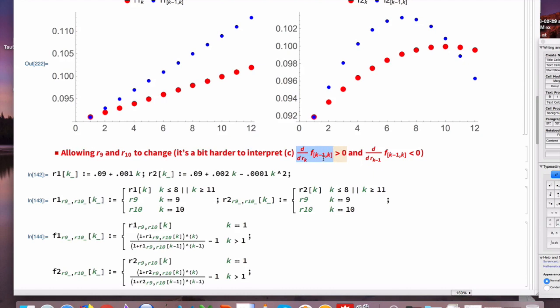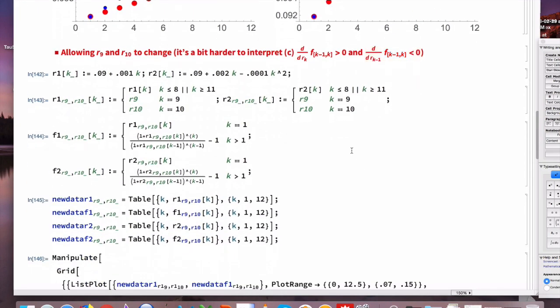This derivative with respect to the variable r sub k, where k is fixed and r sub k is the variable, is positive, so if I increase r sub k, the forward rate there should increase. And this one is negative. If I increase r sub k minus 1, the preceding spot rate, the forward rate should decrease.